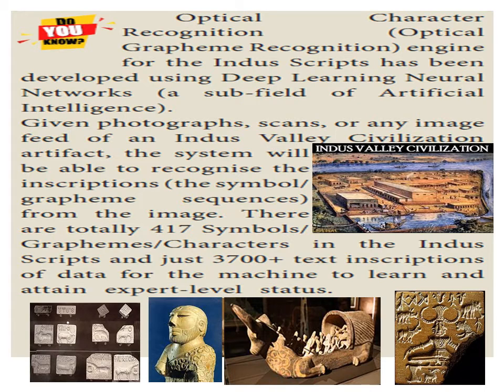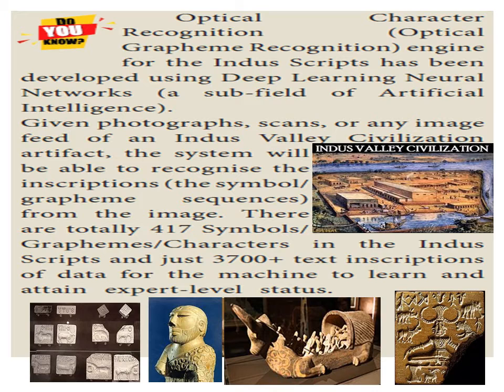I told you that artificial neural networks are composed of layers of nodes, and each node is designed to behave similar to a neuron in the brain. The first layer is called the input layer, then you have several hidden layers, and then you have the output layer. Deep learning is a part of this machine learning process based on artificial neural networks with the use of multiple layers in the network. So by using deep learning neural networks, they are able to identify the grapheme of the Indus Valley civilization.